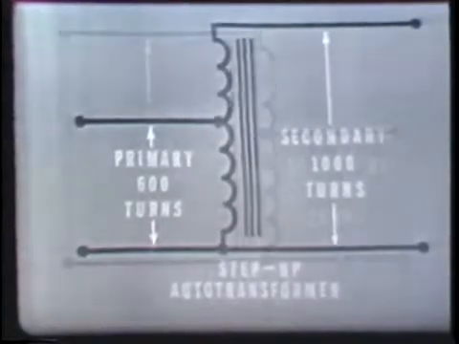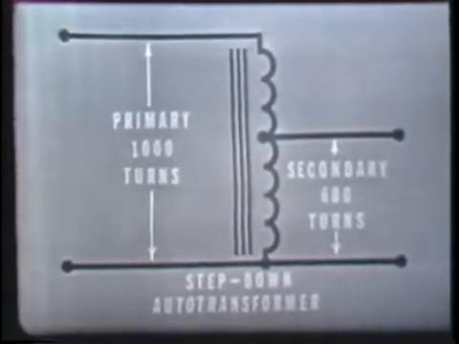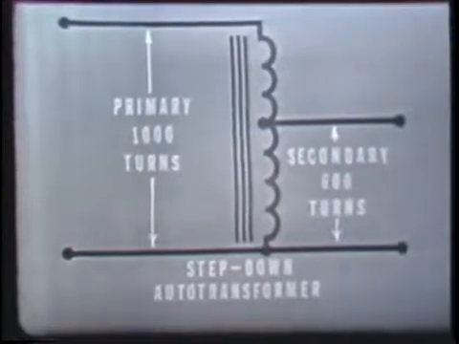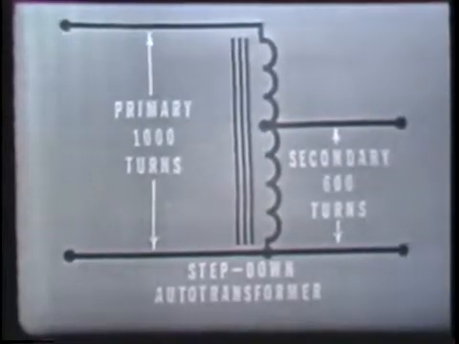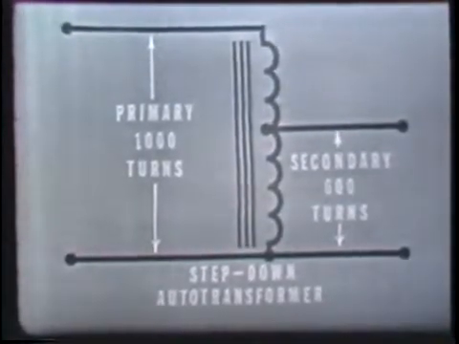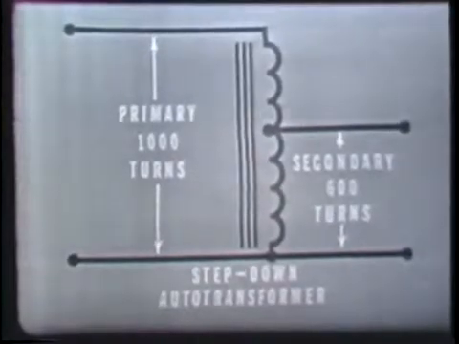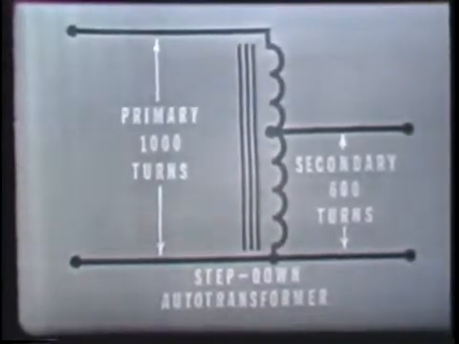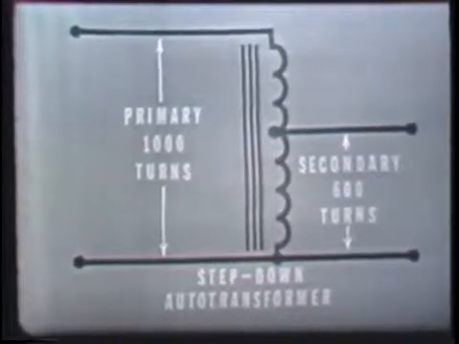Now, when an auto transformer is used as a step-down transformer, all of the secondary winding is part of the primary winding. Here we see now that the entire 1,000 turns are serving as the primary, while only 600 are serving as the secondary.